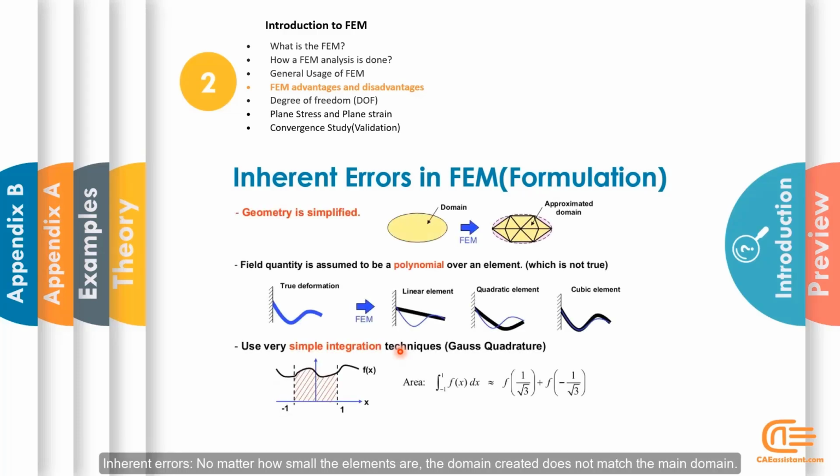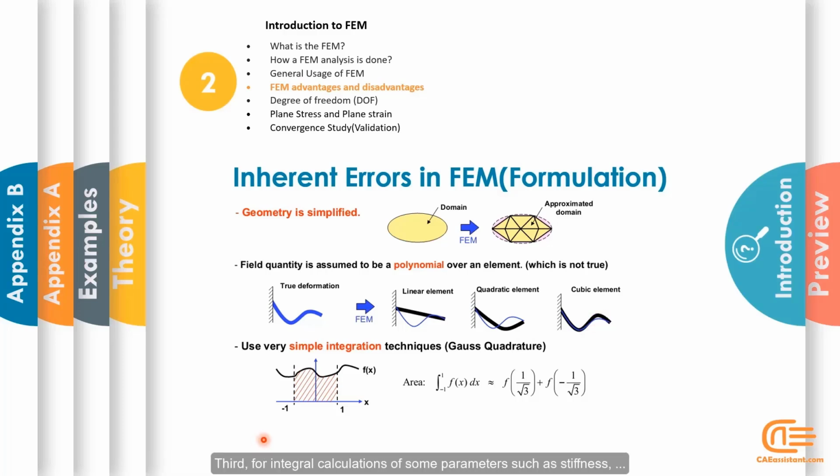Inherent errors. No matter how small the elements are, the domain created does not match the main domain. We estimate the behavior of each element by a function. For example, in the beam element, if the actual behavior is in the form of the left diagram, its behavior by FEM can be linear, quadratic, or cubic. But even in the cubic case, which is still third degree, there is a difference with the main behavior.